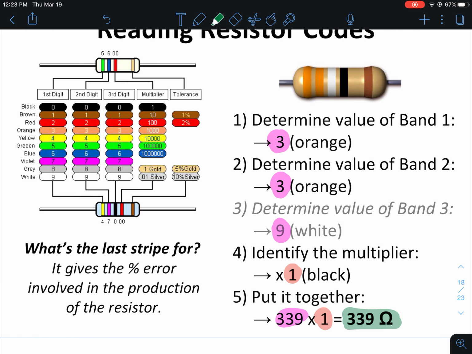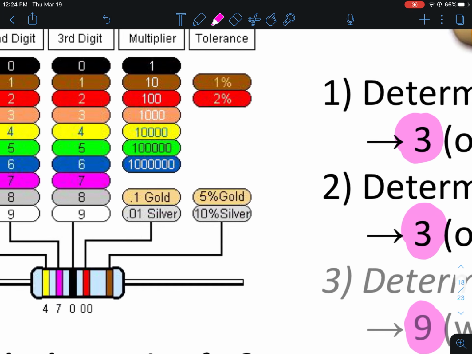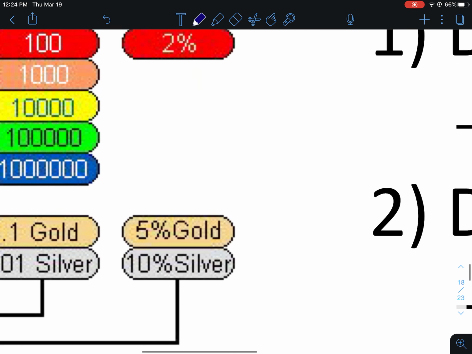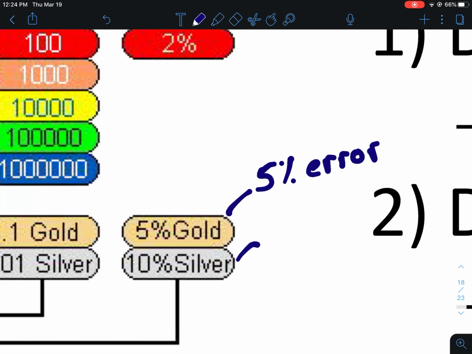Now I want to point out that you also have one more band here. That last band is going to tell you the percent error. Understand that these resistors are being pumped out thousands at a time in a factory, and you could spend more or less money for them. But typically, for that last band, you're going to see either a gold band or a silver band. When you think about percent error, this would be a 5% error. This would be a 10% error.